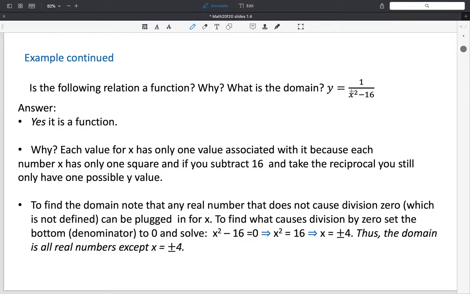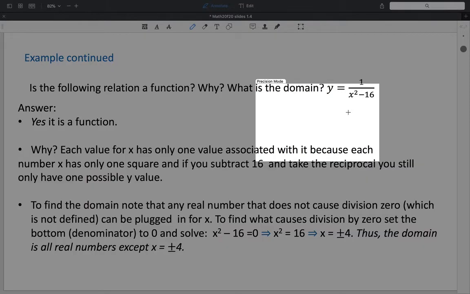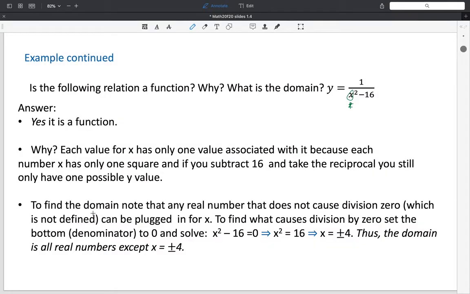If I look here, if I plug in a number and square it, no matter what I plug in here, it's going to give me a number. I subtract 16, that's going to give me a number. I take its reciprocal. That's a number. There's only one number associated with it. So yes, it's a function. That's what I'm trying to express here: all these operations yield only one number if you plug in an x.